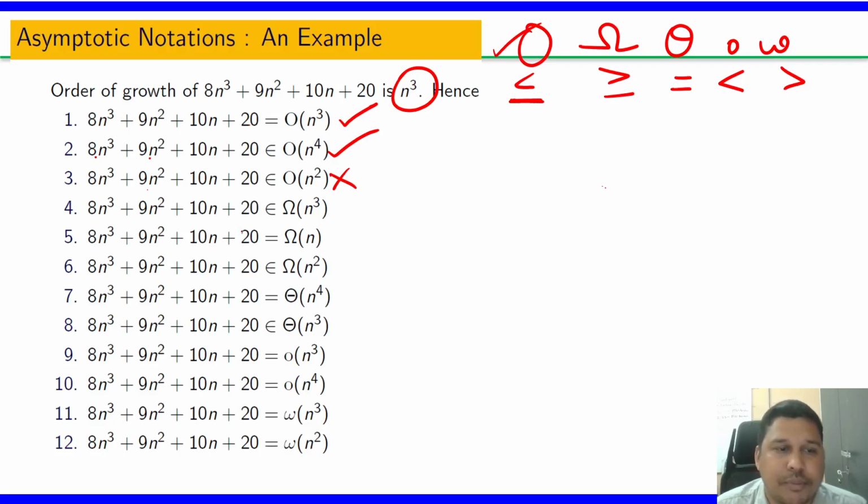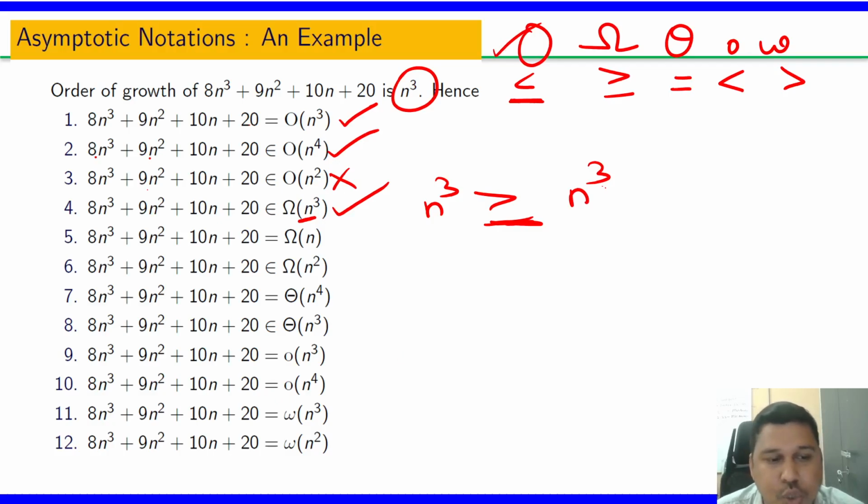Now, fourth one. Again, this is a fixed function, so it is n cube definitely. He has used omega, which means greater than or equal to. What term has he used here? N cube. Is it true? N cube greater than or equal to n cube is there. Therefore, it is true. Fourth one is true.